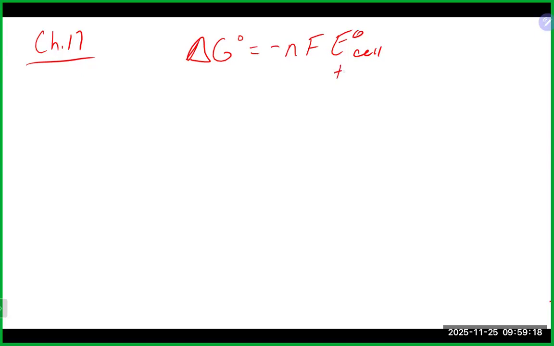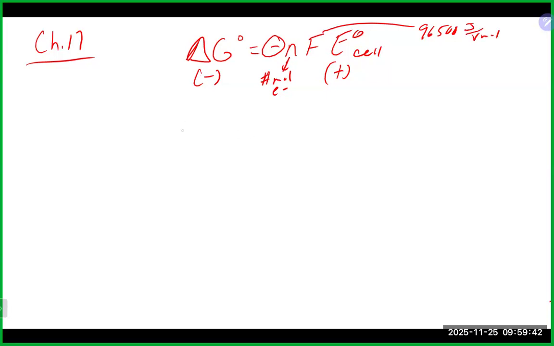If we end up with a positive cell voltage, because of the negative here, that will turn our delta G into a negative, which would be a spontaneous process. And again, obviously, we would have positive voltage. n is the number of moles of electrons. F is Faraday's constant, 96,500 joules per volt per mole.